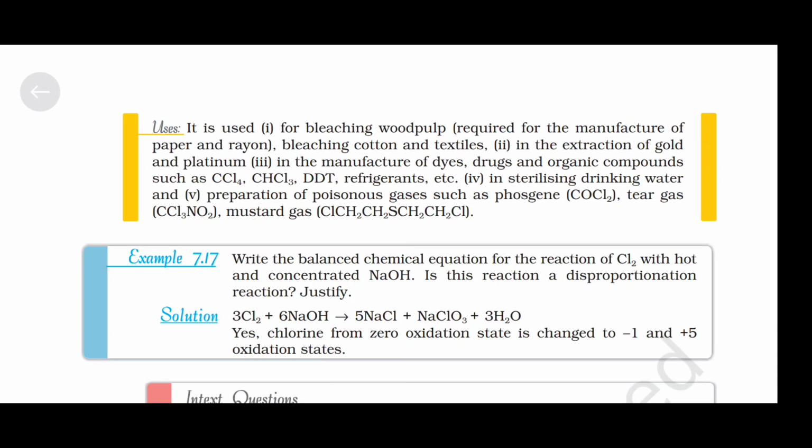Uses. It is used for bleaching wood pulp required for manufacture of paper and rayon, bleaching cotton and textiles, in the extraction of gold and platinum, in the manufacture of dyes, drugs and organic compounds such as carbon tetrachloride, chloroform, DDT, refrigerants, etc. In sterilizing drinking water and preparation of poisonous gases such as phosgene, that is COCl2, tear gas, CCl3NO2, mustard gas, ClCH2CH2SCH2CH2Cl.